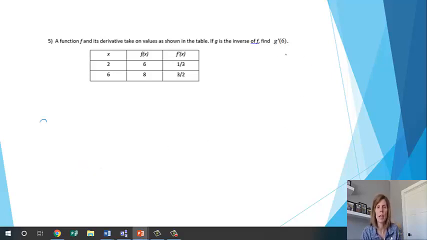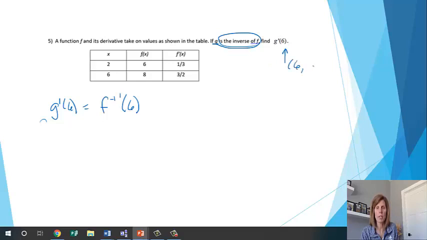Well, first of all, you'll notice it's asking you to find g prime. No information about g is given at all, so we need to deal with that in just a second. The biggest thing is that it tells us that g is an inverse. So we definitely want to go ahead and say that g prime of 6 is going to be the same thing as the derivative of the inverse of f at 6. Okay, so one thing I'm also going to put up here, the inverse is going to be 6 comma something, so just hang with me with that in a second.